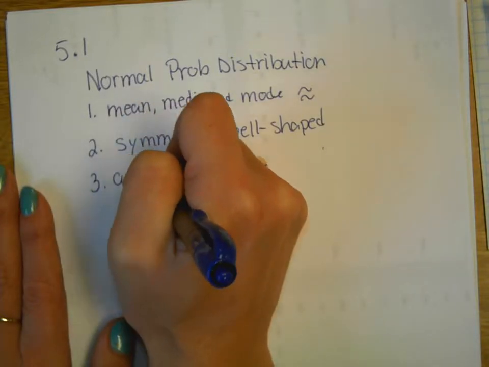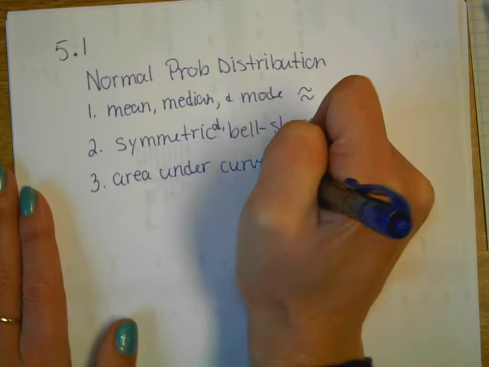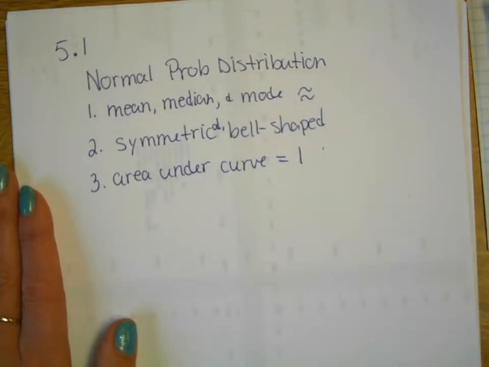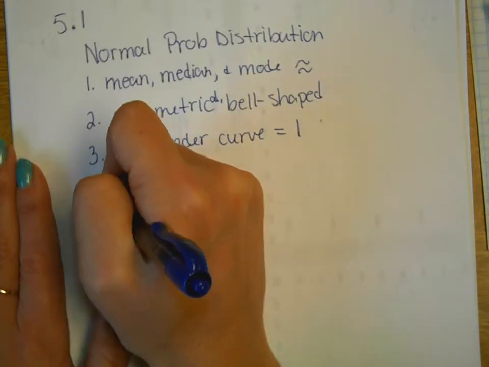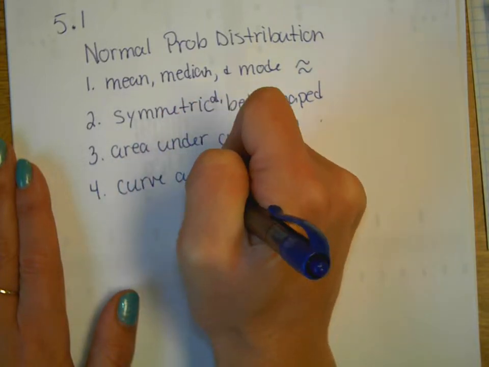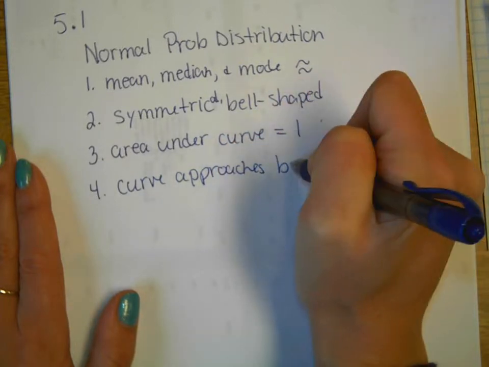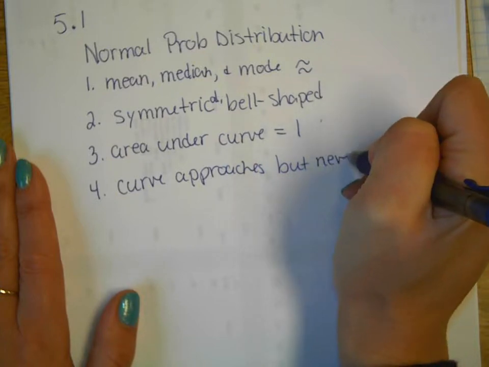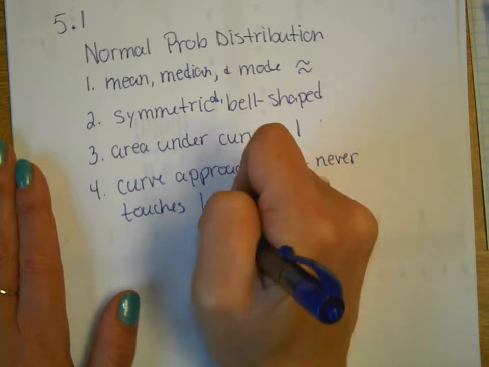The area under the curve equals 1. That's because our probabilities are going to match the area. And then the curve approaches but never touches the x-axis.